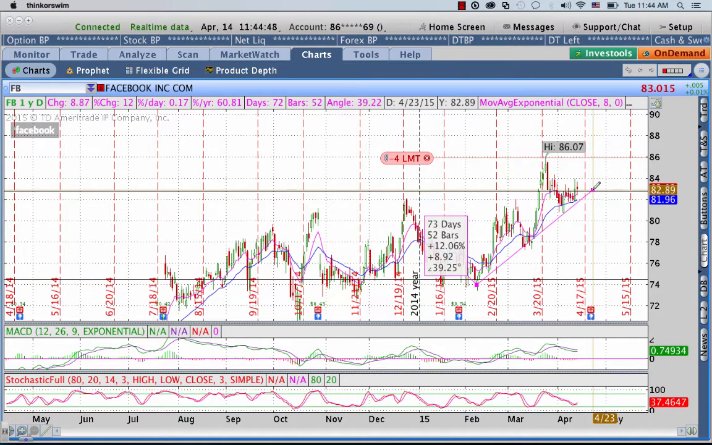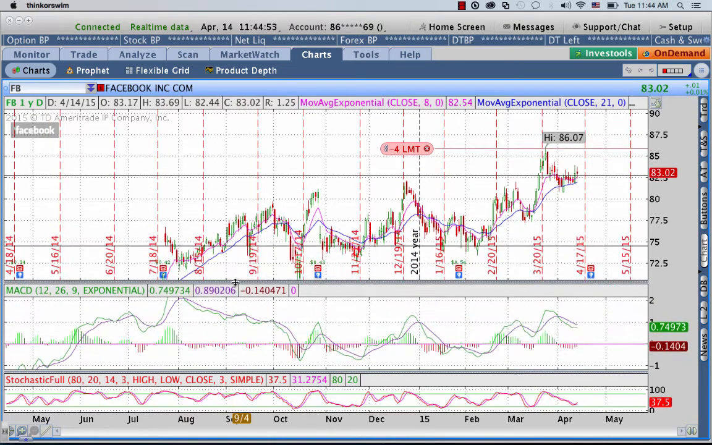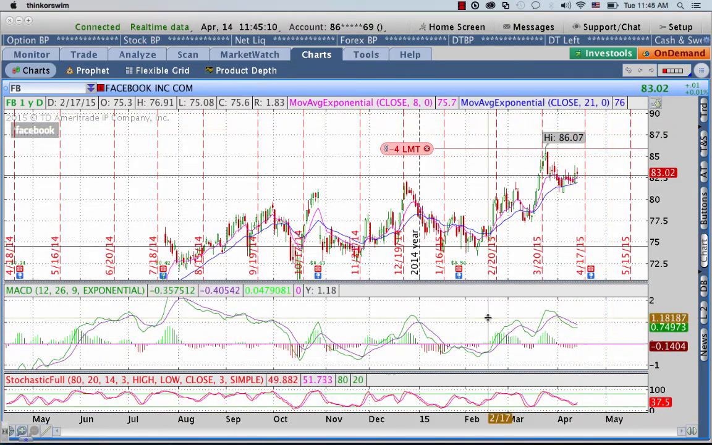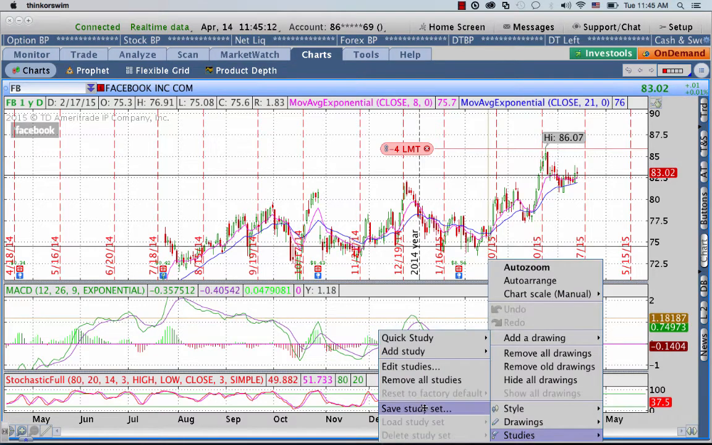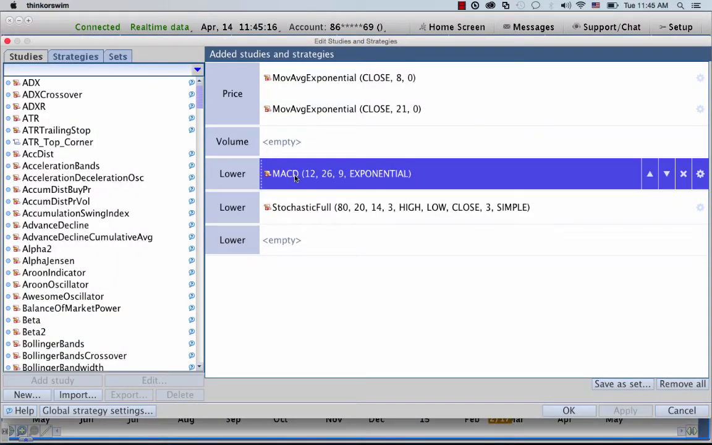Now, a couple quick things. I've got a MACD and a stochastics on there, and I want to come in and edit those settings. Studies, edit studies, we'll get that. And I'm going to come in here to that MACD.